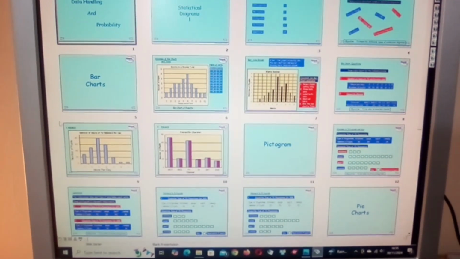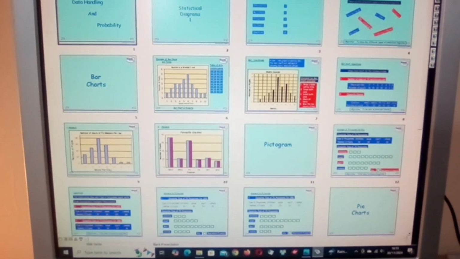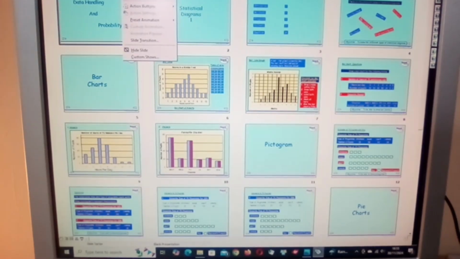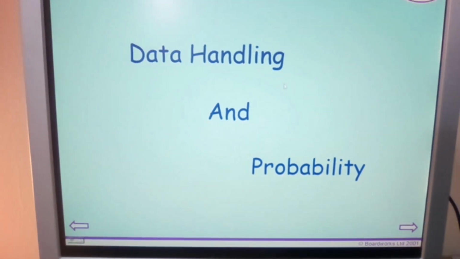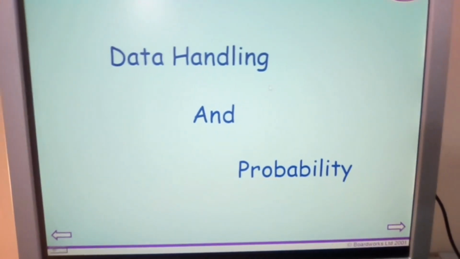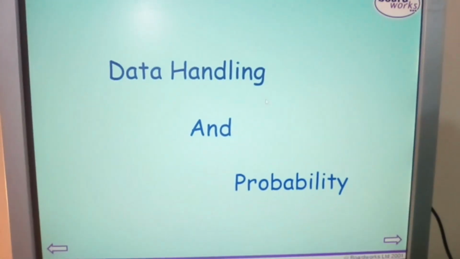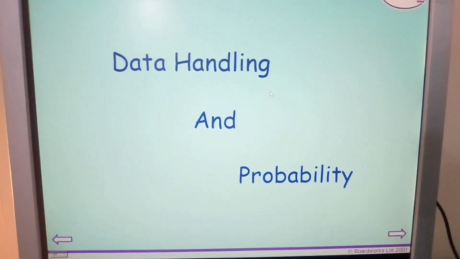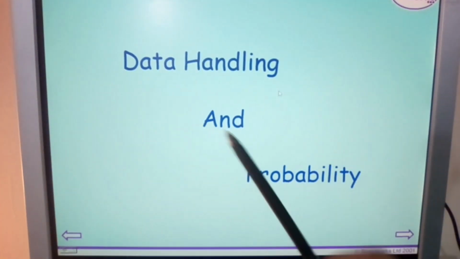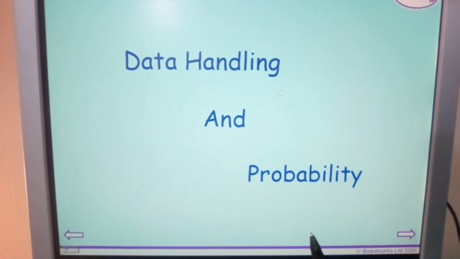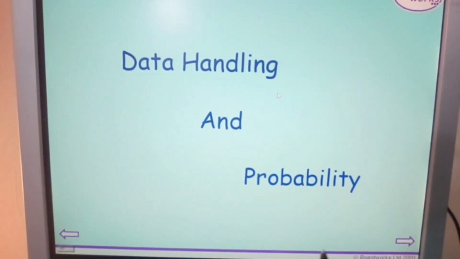Too wide. Okay, welcome back. What I want to continue to look at is data handling and probability. Now, again, it's all part of engineering, and if you're in engineering, you've got to know mathematics.